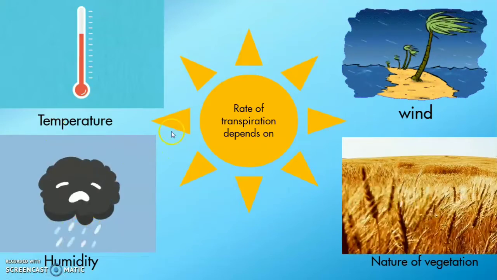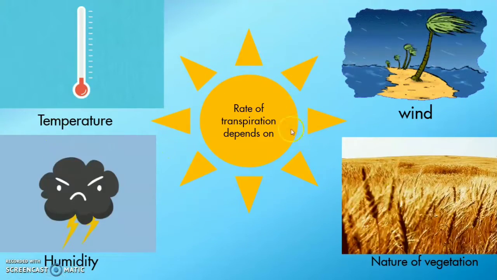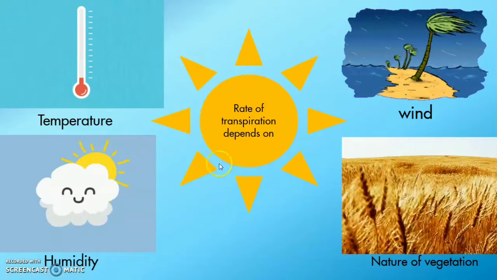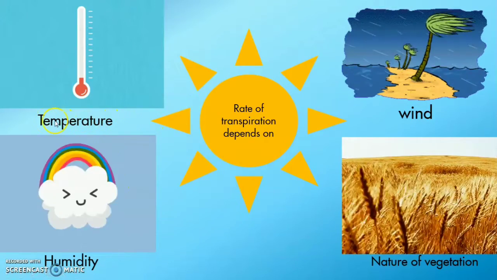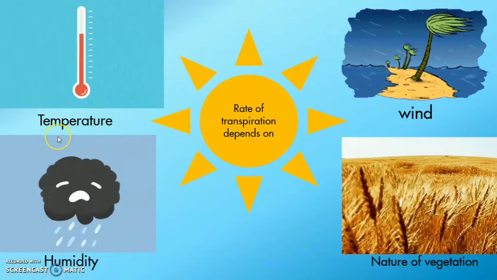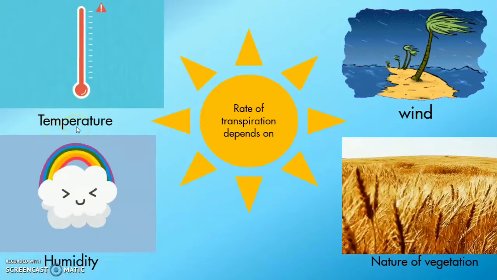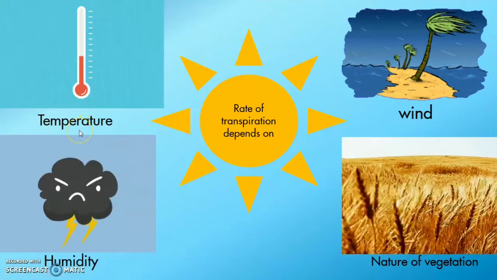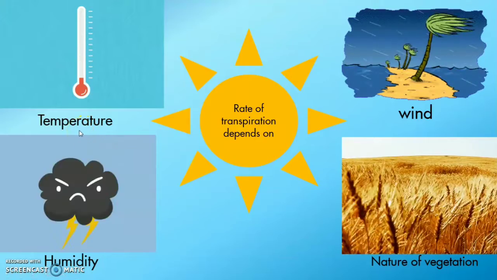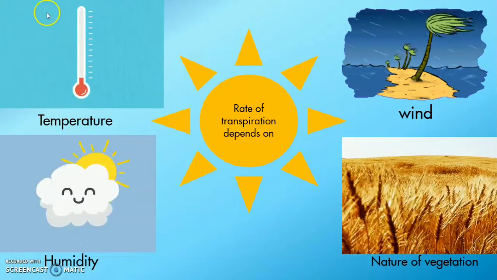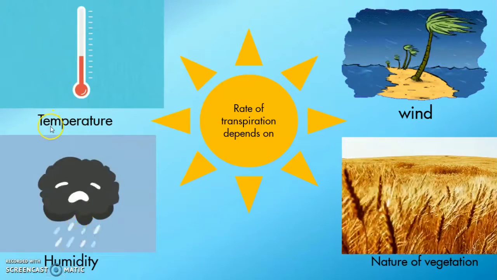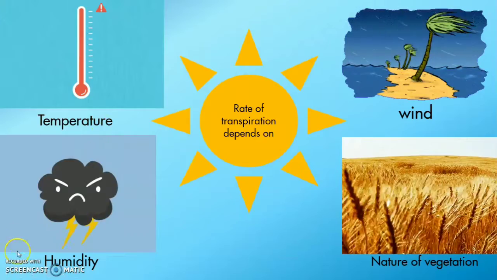Children, transpiration is not always the same. Several factors affect transpiration. The first one is temperature. Children, when temperature is high, the rate of transpiration increases because the stomata on the leaves, which is responsible for transpiration, opens even in the darkness. So, temperature is one factor which affects the rate of transpiration.